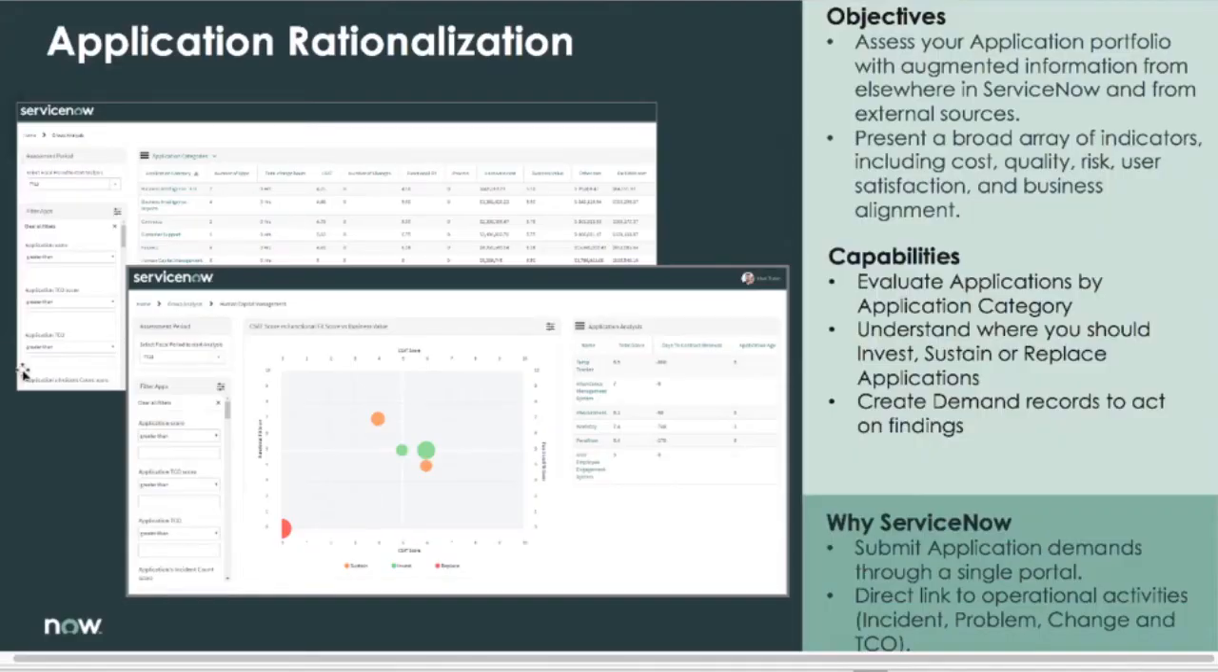Next, I have just a couple of examples here, how you can visualize some of the rationalization. So here's looking at some of those different indicators. So your application score, your TCO score, in this case, looking at your customer satisfaction score across your different applications for a specific portfolio. So you can start to track and understand and recommend various applications to sustain or to invest in or to retire. So you have some application rationalization tools here with the APM solution.